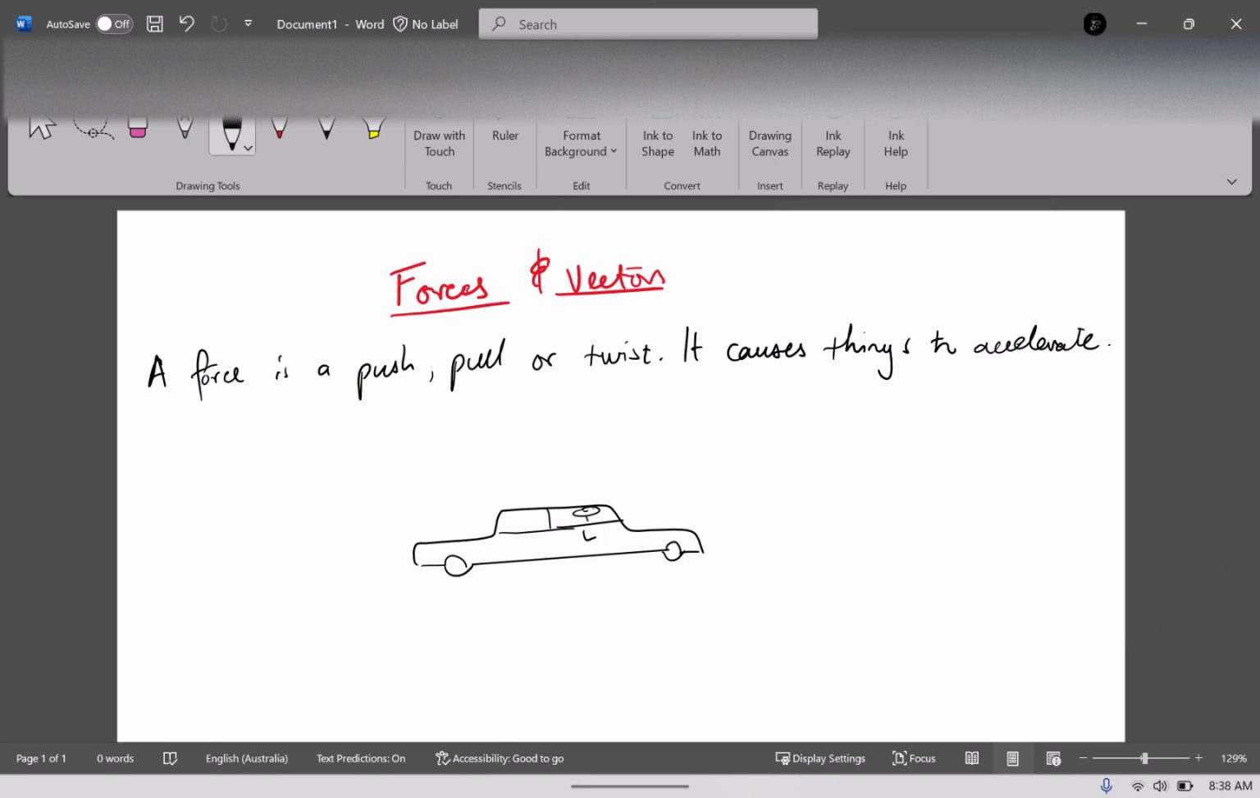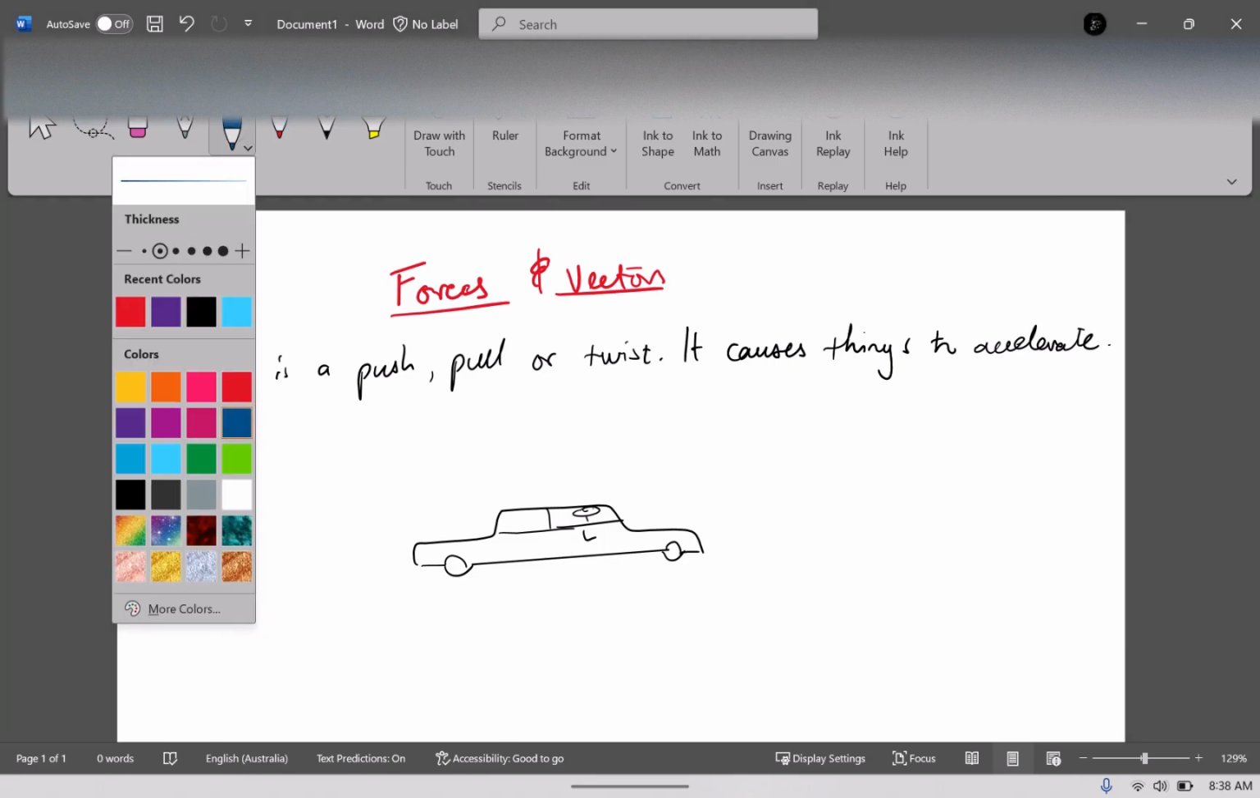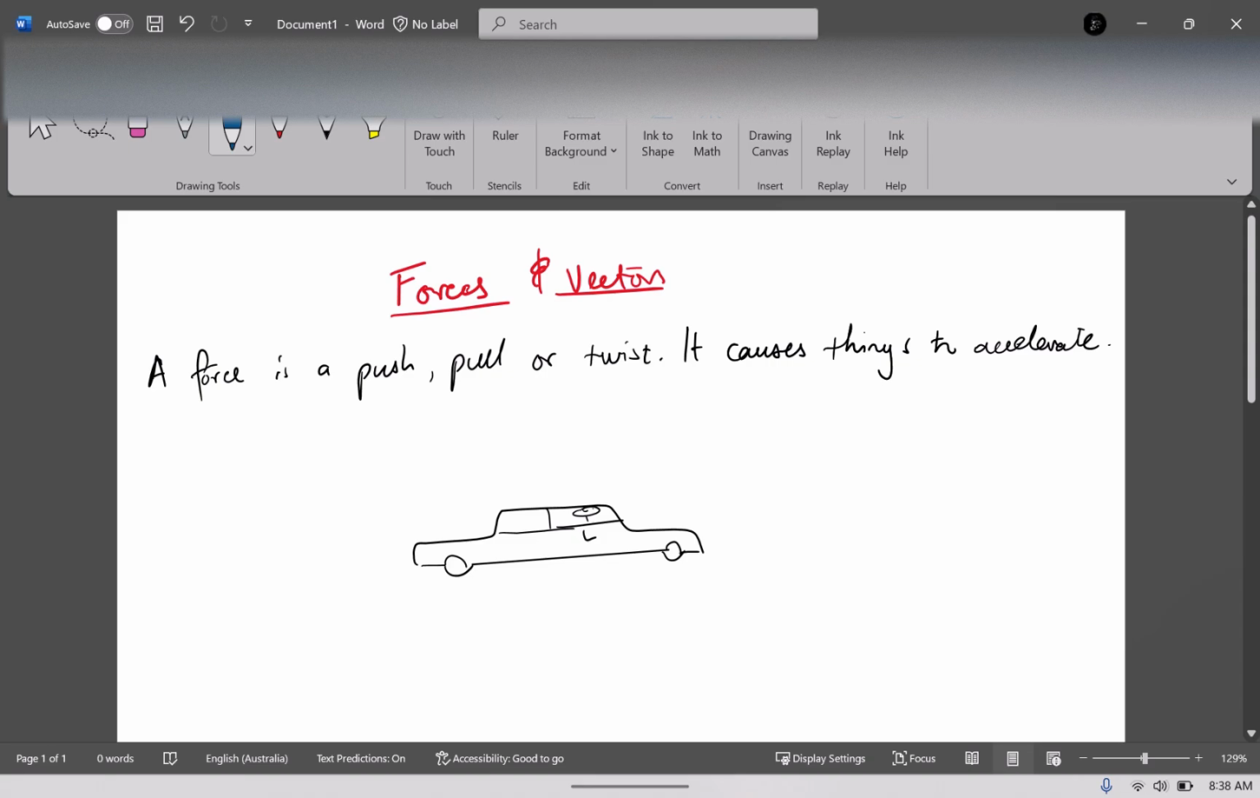So what forces would be acting on this car? I want you to think about that for a second. What forces would be acting on the car? Hopefully you would agree that there is some kind of driving force. I'm representing that by an arrow. We'll talk about these arrows in a moment. Hopefully you also agree it's affected by gravity, the force due to gravity.